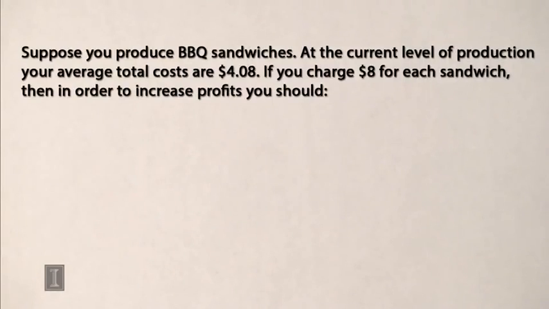Well, let's see if we can put this into context by giving you an application before I give you the answer. Say that you produce, again, barbecue sandwiches, or whatever thing you wanted to produce. And say that at the current level of production, your average total costs, which we talked about already, are $4.08. And you have a price for every barbecue sandwich. You price about $8, which is what Mike said that he would charge, $7.95.